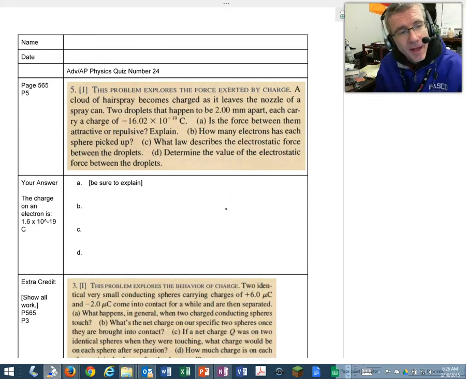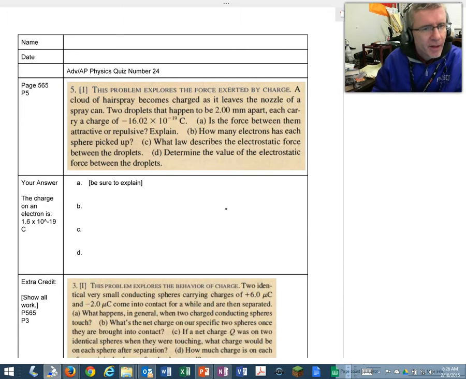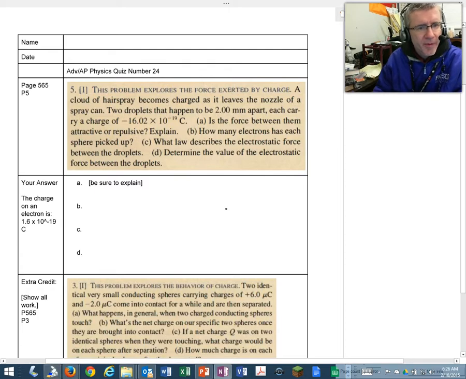Okay, we're talking about quiz 24 in particular. We've got a hairspray bottle spraying out little drops of hairspray, and it turns out that the droplets have a certain separation and they also have a charge. So what you're thinking about is a spray, and what comes out are these little drops.